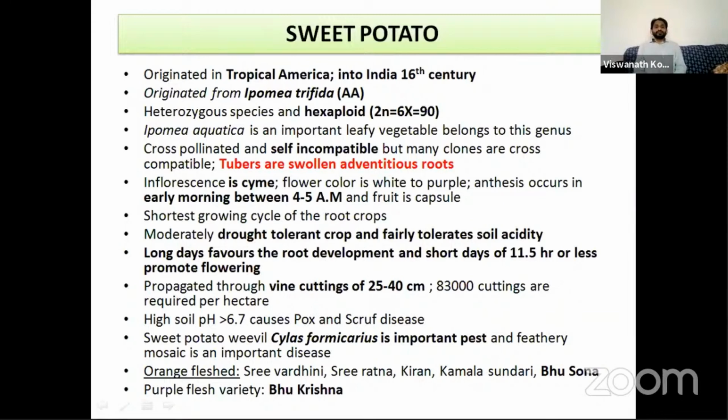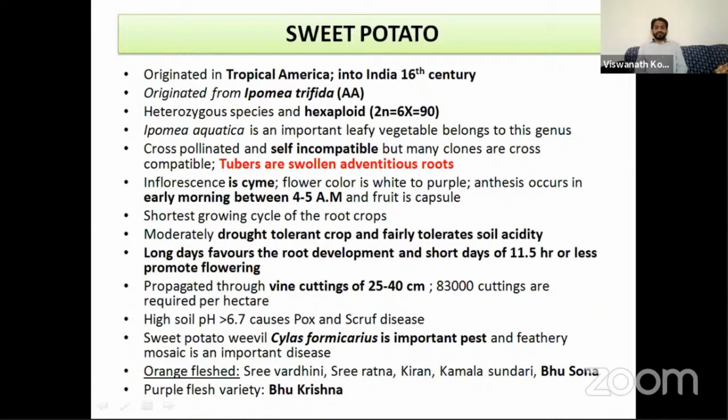High soil pH in sweet potato causes the pox and scurf disease. There is a very important pest in sweet potato, like Leucinodes orbonalis is a menace in brinjal. Like that, in sweet potato, Cylas formicarius, the sweet potato weevil, is a very big menace. It is a very important pest. So far, there is no remedy for this pest in the sweet potato.